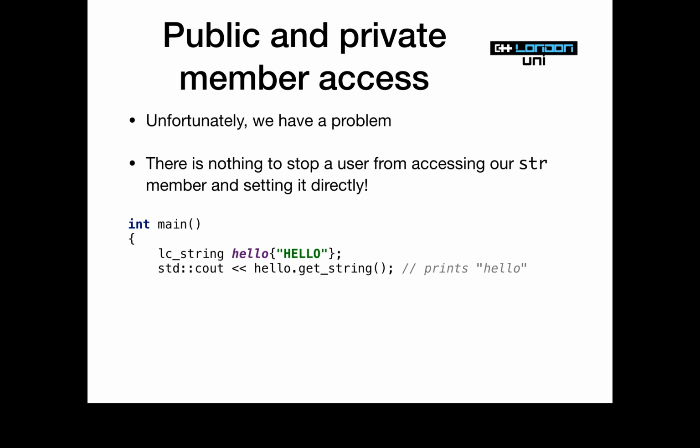So we call the get string member function, we pass it to cout, and it prints hello in lowercase, because in our constructor we've converted this shouty string that we were given into nice, calming lowercase letters. Unfortunately, our str member is public, so we can just go and set it directly to the shouty string again. Oh. And now when I print get string, it's going to print hello in capital letters.